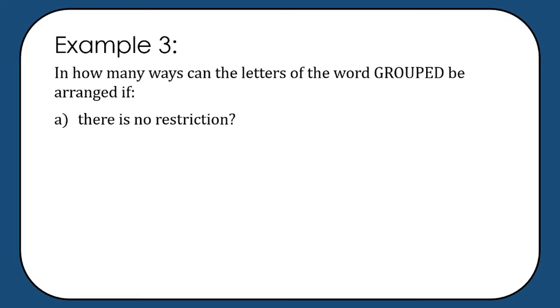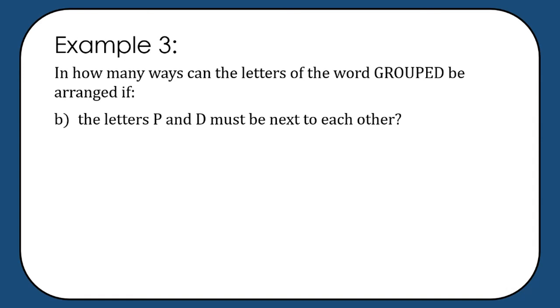Okay, example 3. In how many ways can the letters of the word grouped be arranged if there is no restriction? Okay, so we have 7 different letters. So if there's no restriction, 7 factorial different ways we can arrange them. So 5,040 different arrangements. In how many ways can the letters of the word grouped be arranged if the letters P and D must be next to each other?